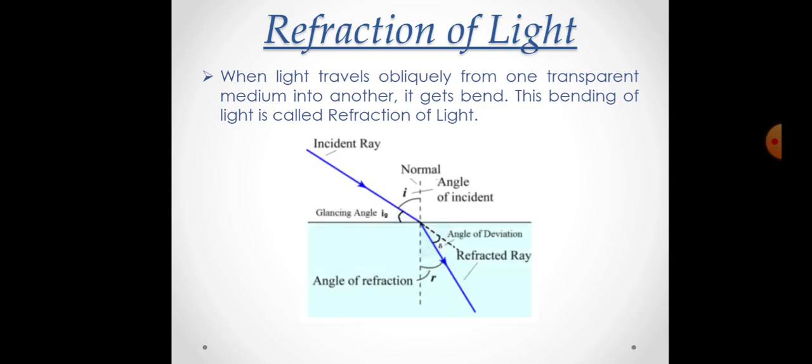In this diagram, two different media are shown with the help of two different colors, white and light blue. The incident ray is shown with a blue arrow, and this incident ray bends a little when it is traveling from one medium to another medium. So when light travels from one medium to another, there is bending. This bending is called refraction of light.